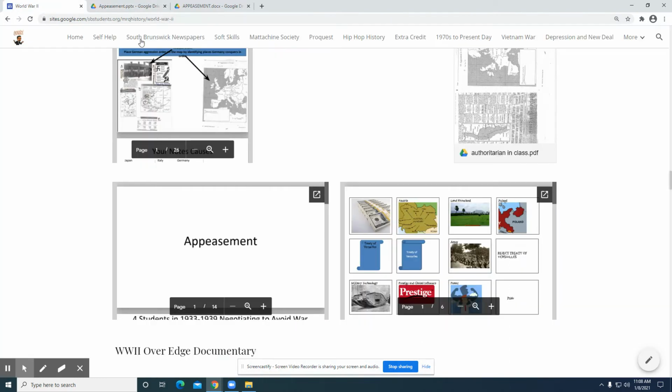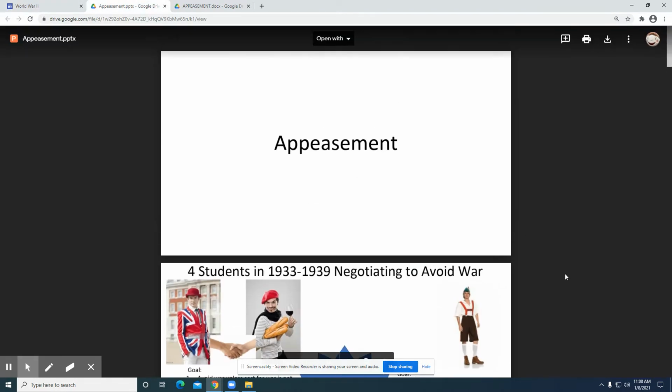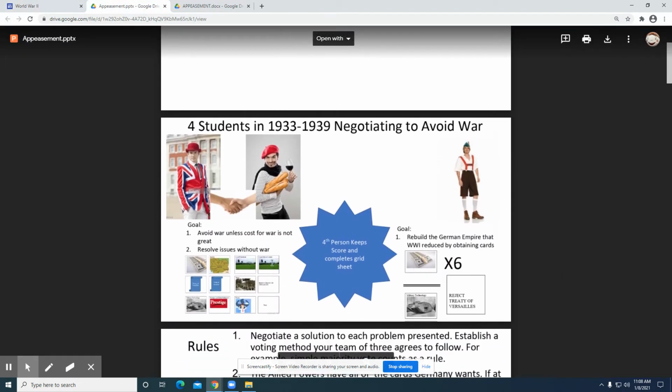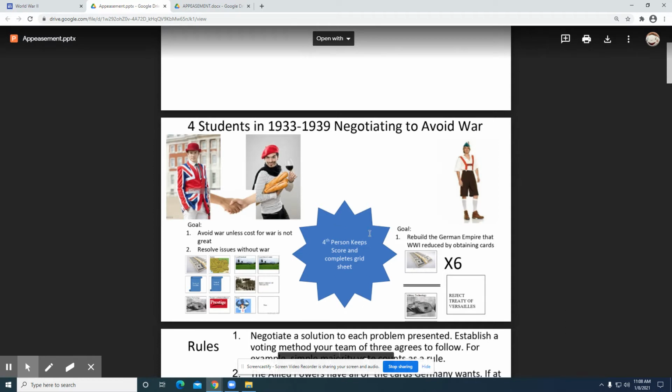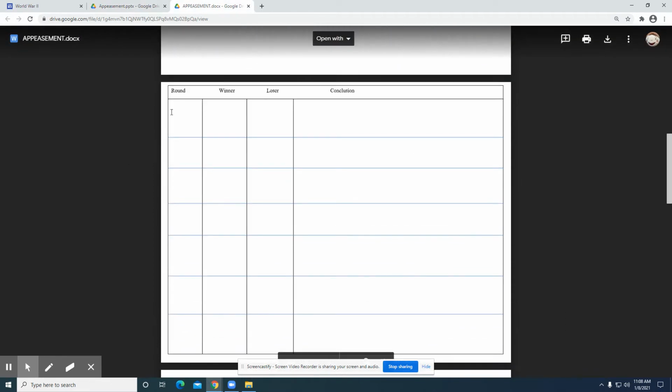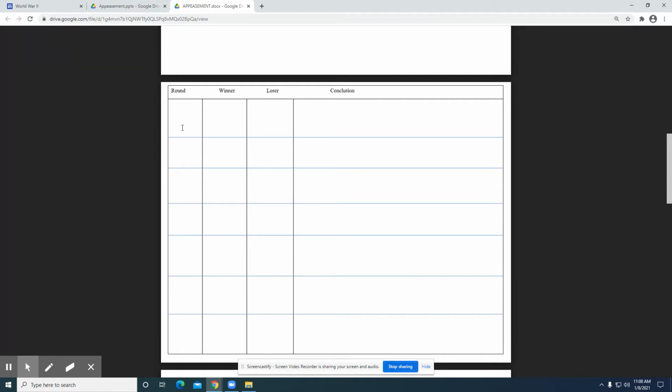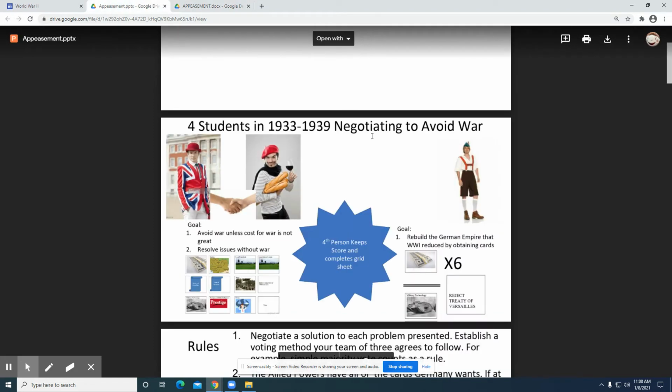So you want to open up the appeasement file, and we're working with 4 students. One student's Britain, France. They are working together, and they're going up against Germany. Keep in mind, all of the cards, for the most part, are in possession of the British and French side. The 4th person is keeping score and completing the grid sheet. What's the grid sheet? The grid sheet is this one here, round 1, round 2, which is the slides in the PowerPoint. And you're just going to determine a winner or loser, whatever your conclusion is based on the discussion.